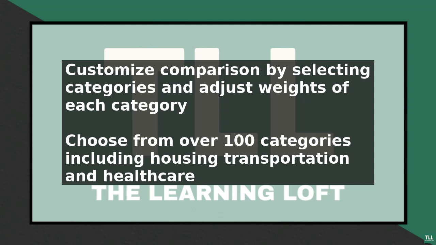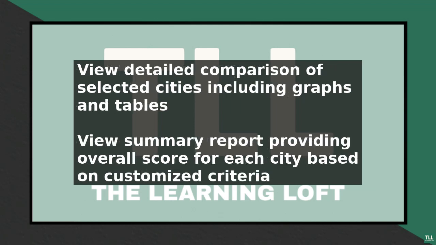After customizing your categories and weights, you can view a detailed comparison of your selected cities. This will include graphs, charts, and tables that highlight the similarities and differences between each city. You can also view a summary report that provides an overall score for each city based on your customized criteria.